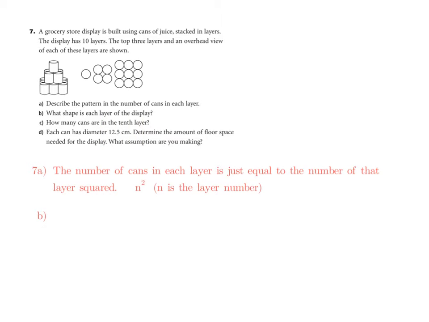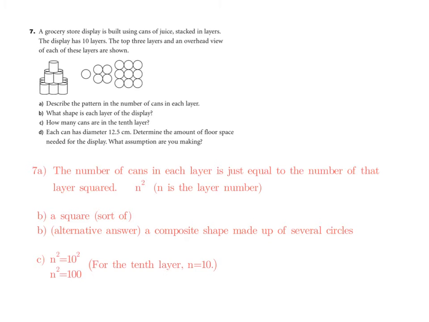All right, B, what shape is each layer of the display? Some people might say the shape is a square because they're kind of made to look like a square. I would say it's a composite shape of several circles. How many cans, this is for part C, how many cans are in the 10th layer? Well, that's answered with our part A, right? Each layer is just the number of the layer, squared. So I guess there'd be 100 cans in the 10th layer, right? 10 squared equals 100.